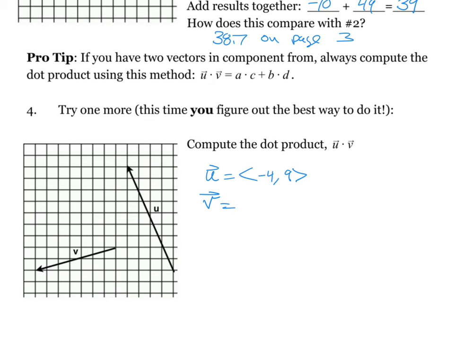V has a horizontal component of -7. I'm counting 7 units to the left, and it's down 2. So that's a y component of -2.